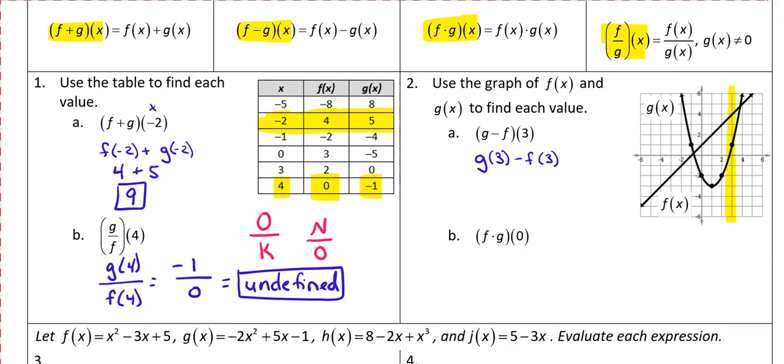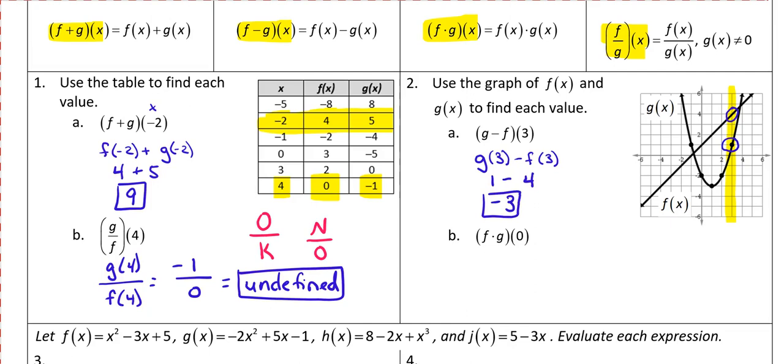And we have to start with the g function. So the g function we can see is this parabola. And right there is where we have a value of 3 for x. And the y value is 1. So g of 3 is 1. F of 3, again, we go to the f function, which is the line. Find where the graph is at 3. So right there it's 3, and then the y value is 4. So 1 minus 4 is -3. And remember, order does matter when it comes to subtraction and division, as those are not commutative.